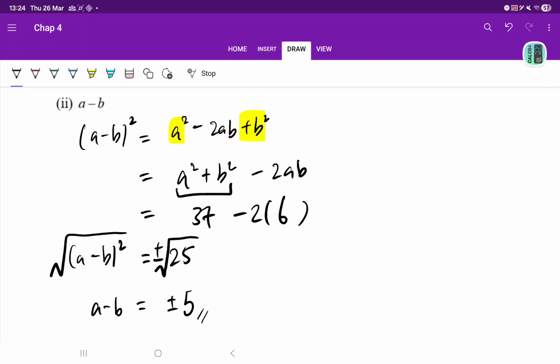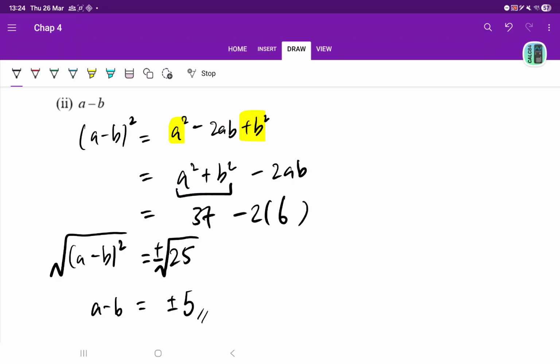That means there are two potential answers. A minus B can be 5 or it can be minus 5. And you should understand why. Because A could be the bigger number or B could be the bigger number. If A is big and B is small, then A minus B is positive 5. But if A is small but B is big, then A minus B will give you negative 5. So you all must realize there is no one fixed answer.